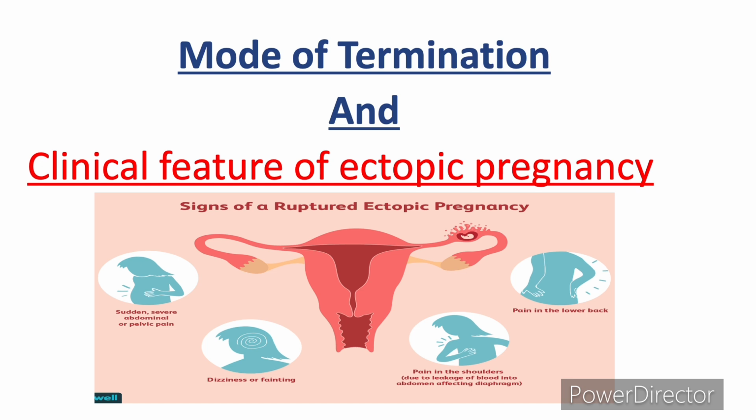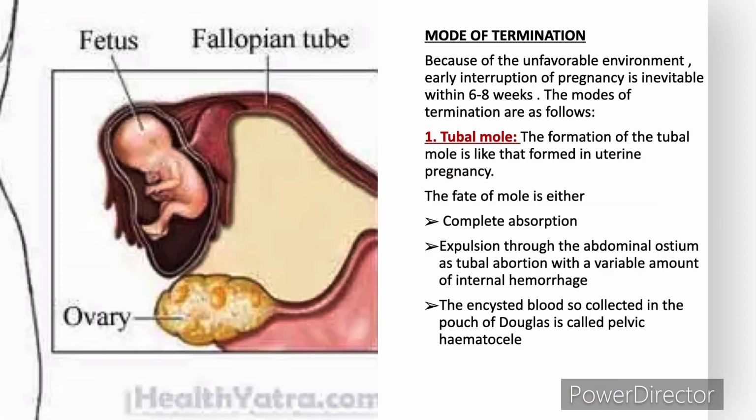Mode of termination and clinical features of ectopic pregnancy. Mode of termination: because of the unfavorable environment, early interruption of pregnancy is inevitable within 6 to 8 weeks. The modes of termination are as follows. The first one, tubal mole. The formation of the tubal mole is like that formed in a uterine pregnancy. The fate of the mole is either complete absorption, expulsion through the abdominal ostium as tubal abortion with a variable amount of internal hemorrhage, or the encysted blood so collected in the pouch of Douglas is called pelvic hematocele.